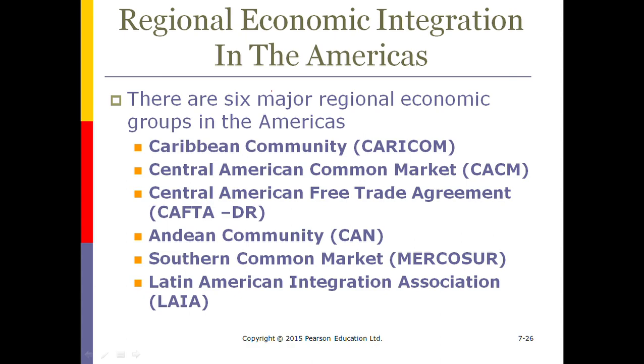So NAFTA is not the only agreement in the American region. There are other six major regional economic groups in the Americas. The first one is the Caribbean Community, which is called CARICOM, and then there is the Central American Common Market. Then there is CAFTA-DR, that is Central American Free Trade Agreement, the Andean Community, which is called CAN, and Mercosur, that is Southern Common Market, and there is the Latin American Integration Association, that is LAIA.